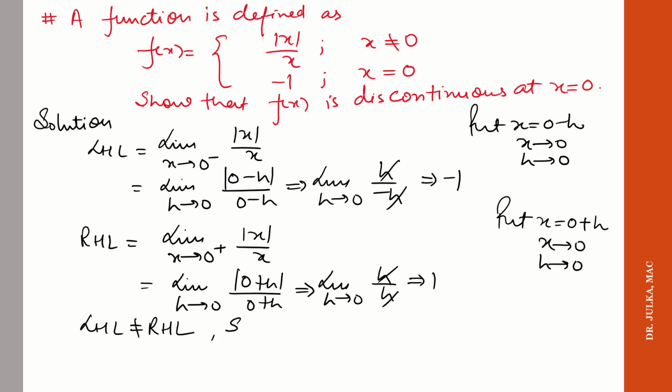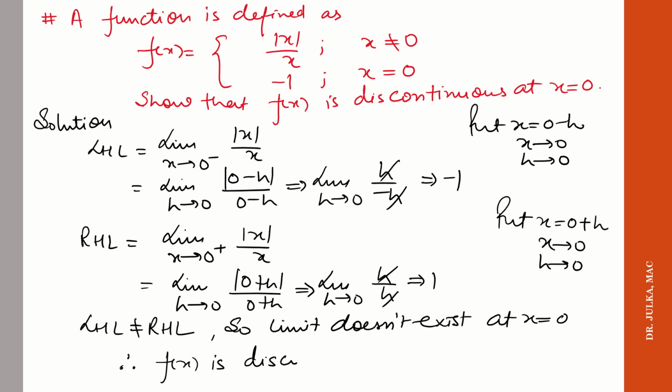Left hand limit is not equal to right hand limit. So limit does not exist and there's no need of checking the function, because when the limit does not exist, then function is discontinuous at x equal to 0.